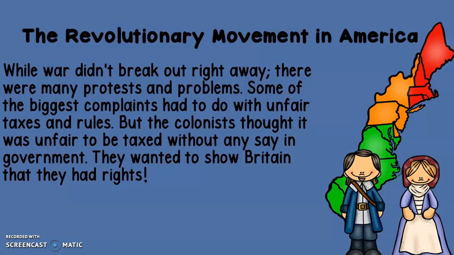The war didn't start right away. There were a lot of protests and problems that started it and led to it gradually over time. Some of the biggest complaints that the colonists had to do with unfair taxes and rules. But the colonists thought it was unfair for them to be taxed without any say in the government, and they wanted to show Britain that they had rights.